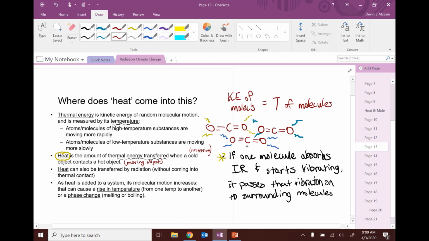How it really happens with greenhouse gases is this sort of thing. We have an initial input of IR light to at least one molecule, and then even if none of these other molecules absorb a photon of IR light, they still get vibrational energy transferred to them just by coming into contact with the one that got it first and started vibrating. So the more this happens, as heat and vibrations are added to the system, this is the definition of a rising temperature.